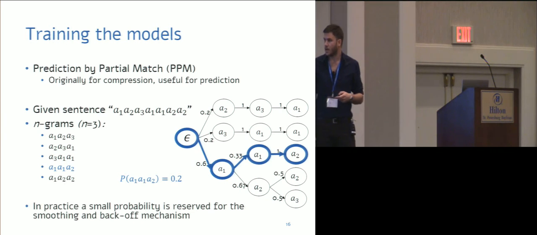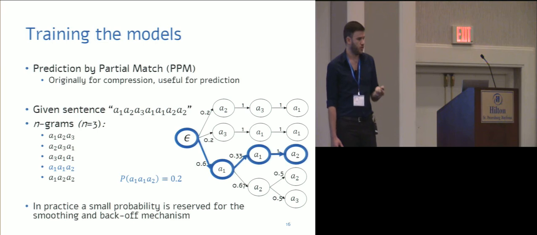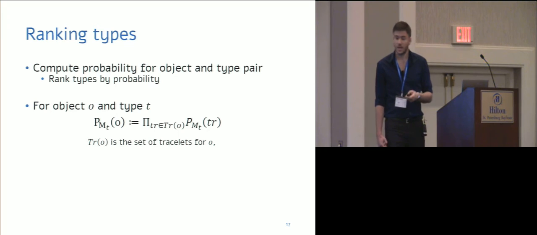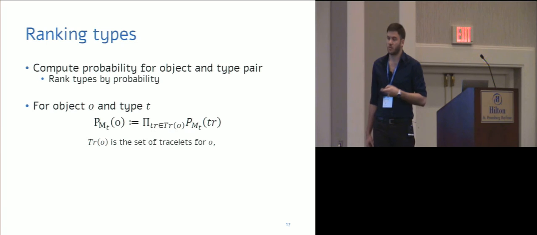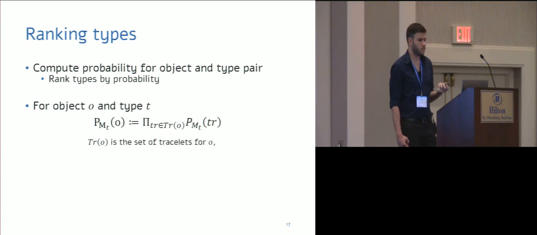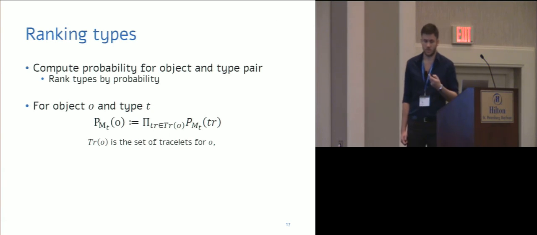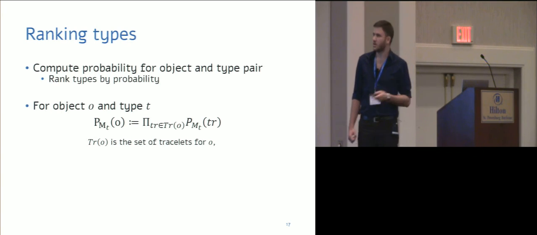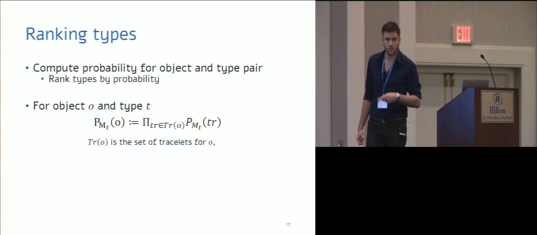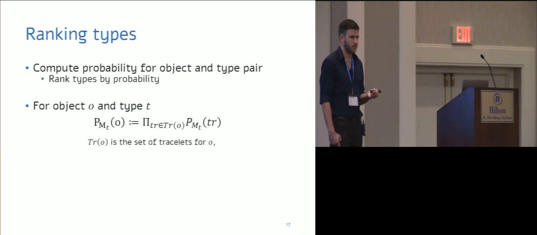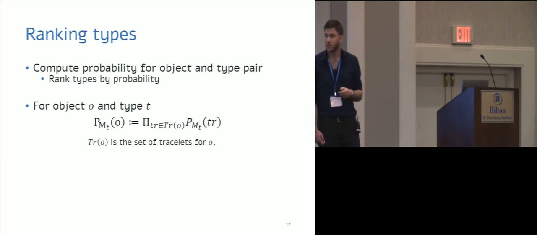Okay? So we do this for all the types that we found in our binary. And now that we have a trained model for each of the types, we can use that to predict the types of unlabeled objects. So to do that, we're going to compute a probability or a likelihood score for each object and type pair. And then we're going to rank the types for each object based on that probability. Okay, so to do that, we first need to remember that the model can already compute the probability of a single tracelet. Okay, so we define the probability of an object as the product of probabilities of all of the object's tracelets. Okay, it's pretty straightforward.